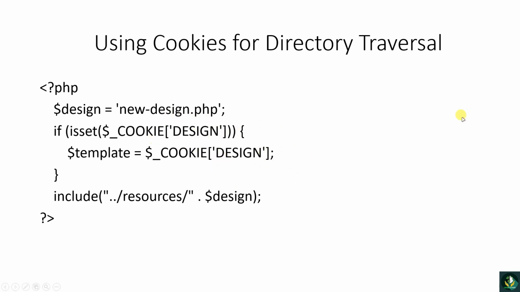It is appended to a path, and because there is no validation of this design variable, an attacker can send a request that modifies the cookie's value to design equal to something like the password directory. The web server would then perform a system call that loads the password file instead of the design template. From here, they simply include the password file's directory, and then they simply go to this directory.